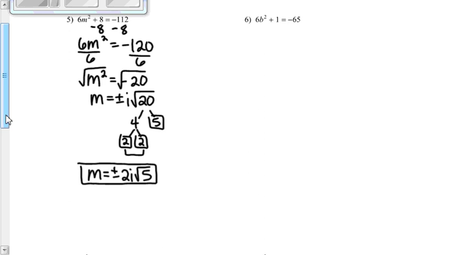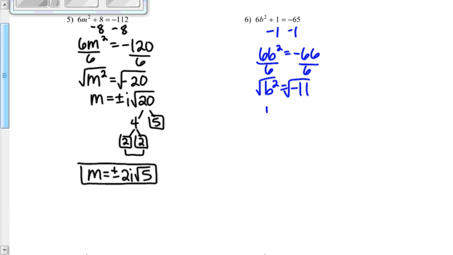On number 6, I'm going to start by subtracting 1. So I have 6b squared equals negative 66. I'm going to divide both sides by 6. So we get b squared equals negative 11. Take the square root of both sides, so I get b equals plus or minus, because there's a negative under the radical, that would be i, square root 11. 11 is not a perfect square. If I tried to break it down, the only way to break it down is 11 and 1, which means it can't be simplified, so that would be my final answer.